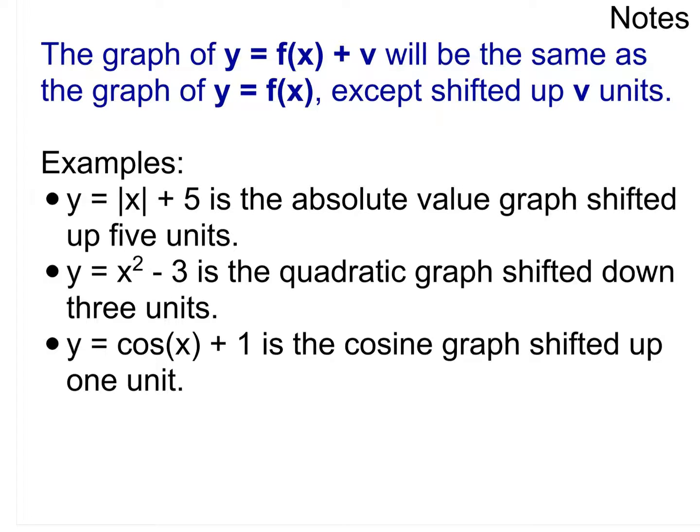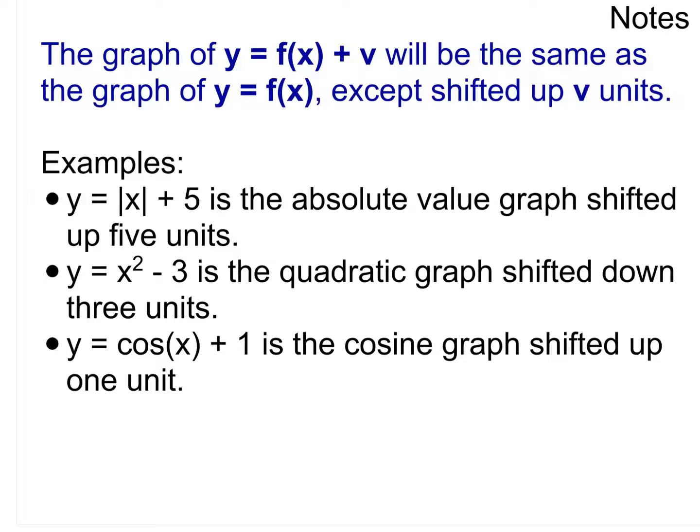All right, so first of all, you are getting this into your notes, but notice some notation here. Y equals f of x plus v. Remember, f of x represents an original function. So in the case of these examples down below, here f of x was the absolute value of x. Here f of x was x squared. They're just different function types.